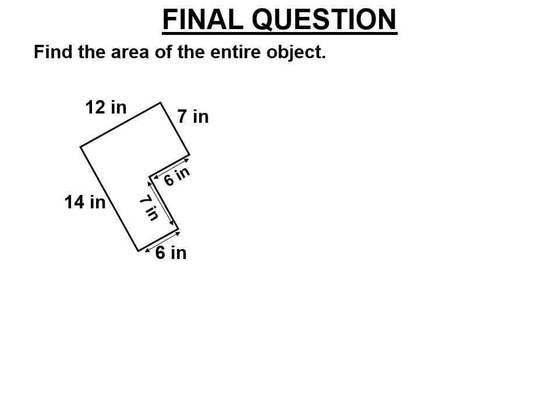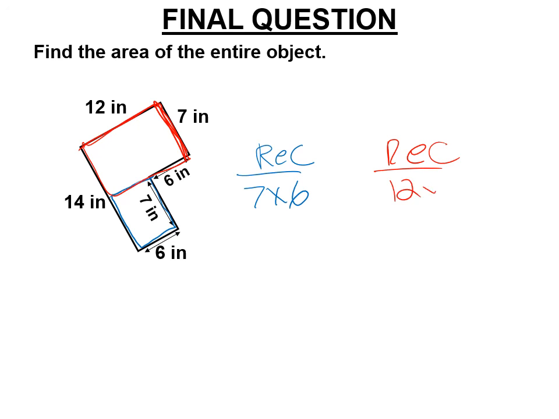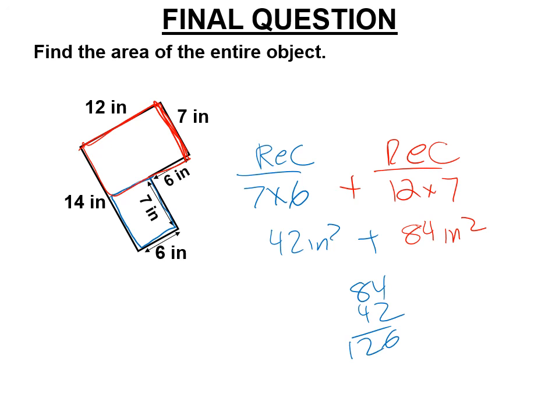So again, you're going to put a line somewhere. I'm going to put it right there. So this blue one, I'll call it the blue rectangle, is 7 by 6. Then there is a red rectangle up here, which looks like 12 by 7. Add the two areas. 12 times 7 is 84 square inches, and 7 times 6 is 42 square inches, and you add the two together, and I'm getting 126 square inches. And you could have tried different places. You'll get the same answer if you put the line somewhere else.